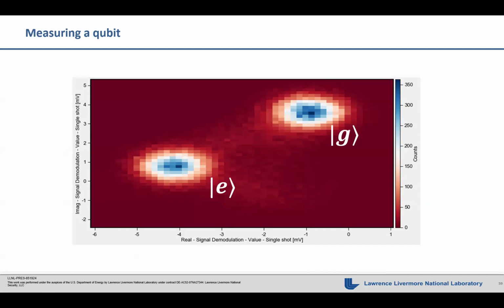And this also is how you do single shot fidelity. You do a single shot, and you hope that the blobs are well separated so that you can determine where that shot hit.